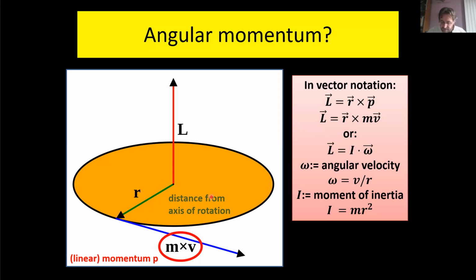Well, what we usually get is that the vector cross product defines a third vector, which is perpendicular to the plane defined by r and p. And this vector can also be written r times mv, or the mass can be taken in front because it's a scalar quantity, it's just a number. This is our angular momentum.